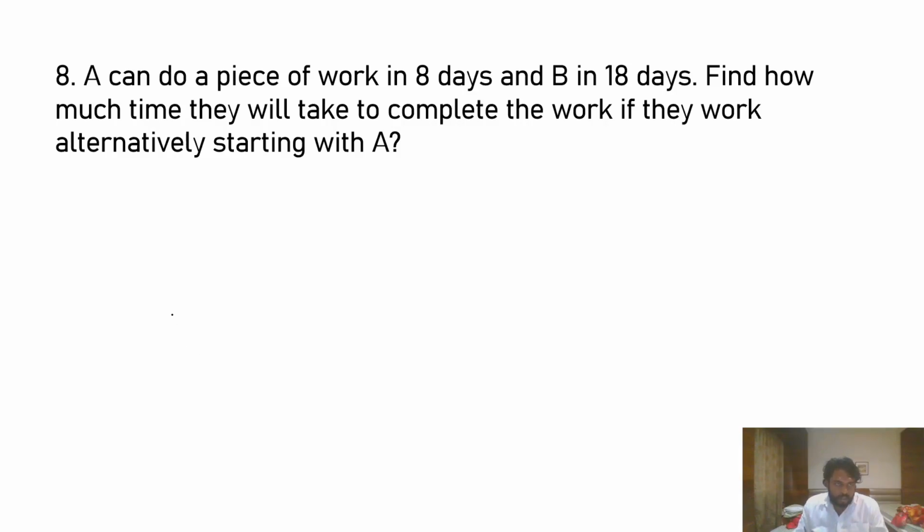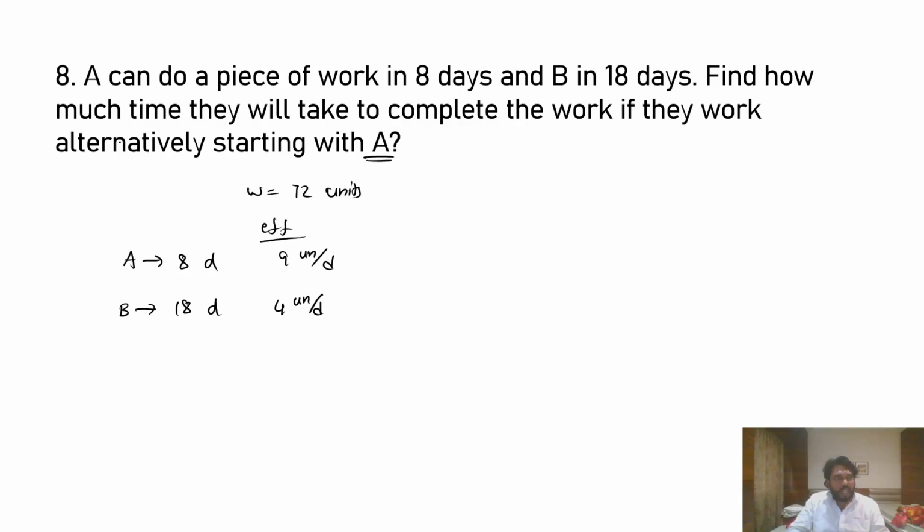The process is the same. A takes 8 days, B takes 18 days. The LCM of 8 and 18 is 72 units of work. Efficiency of A is 72 by 8, which is 9 units per day. And what is the efficiency of B? 72 by 18, 4 units per day. Now starting with A alternatively, A, B, it is going to continue. I'll consider this as one cycle. A will do 9 units per day, B 4 units. So one cycle is 2 days, and how much work? 13 units of work is completed.